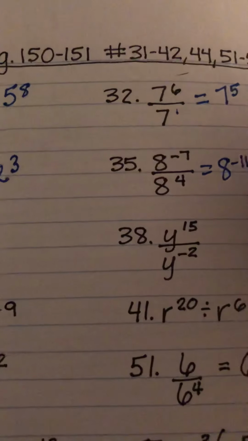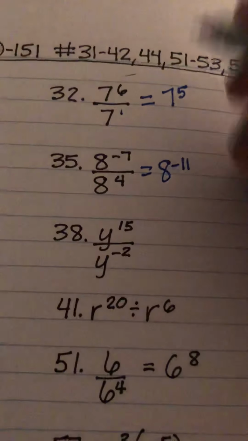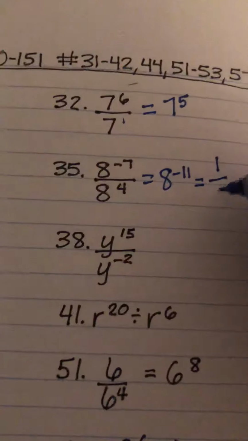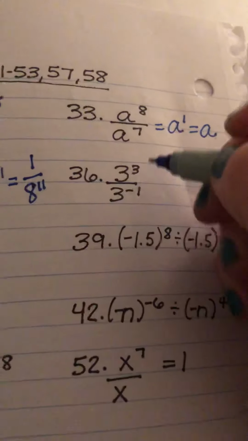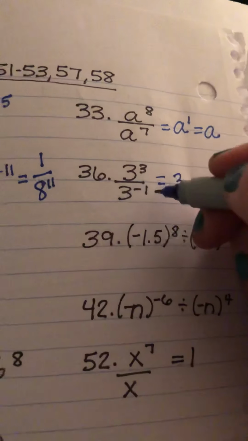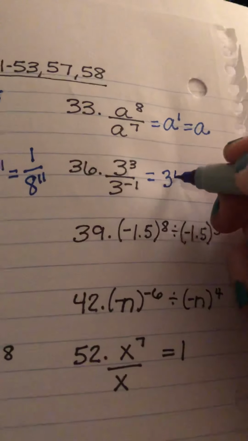So here, because we have a negative, it says to express as a positive. So we need to change that, put it 1 over 8 to the eleventh. Okay. 36, our base is 3. 3 minus negative 1 is 4. So 3 to the 4.